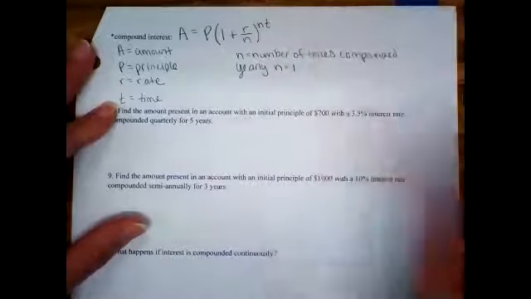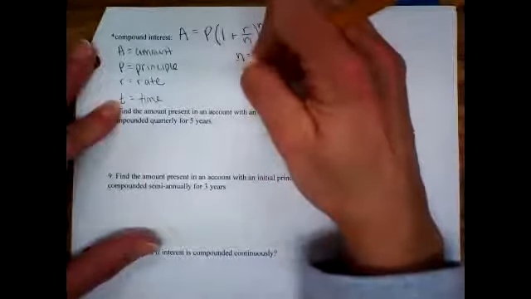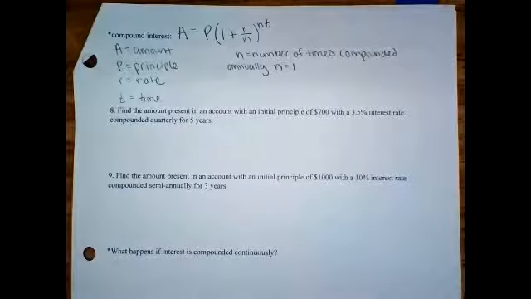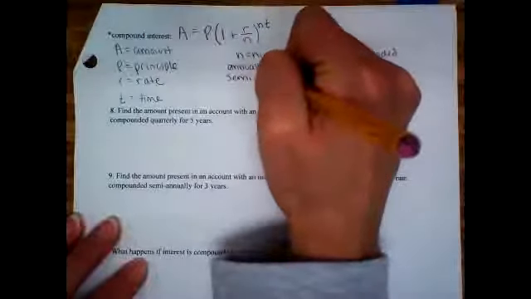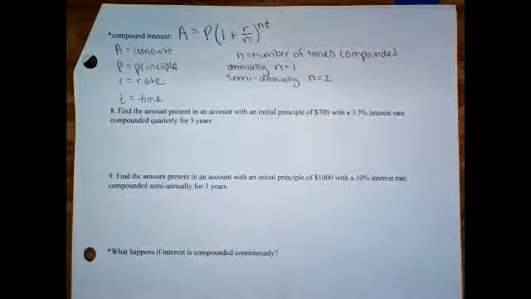So if your money is compounded yearly, then N is 1. You compound 1 time per year. Oh, I'm sorry, not yearly. It's called annually. I'm sorry. Annually. That means once per year. N would be 1 for that. Semi-annually means that N is 2. You compound twice per year.